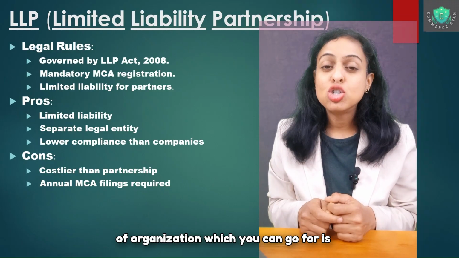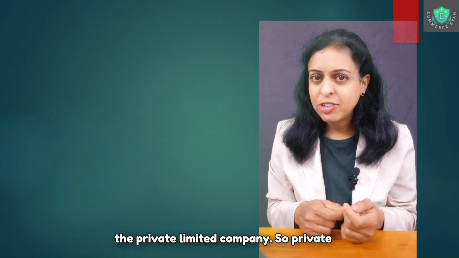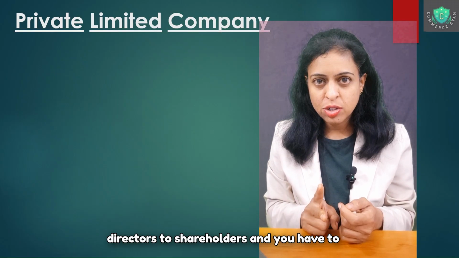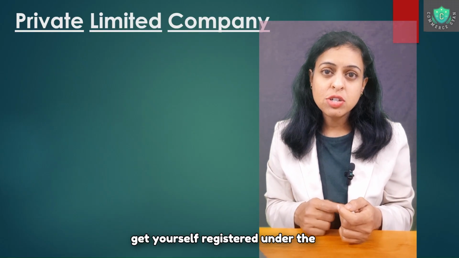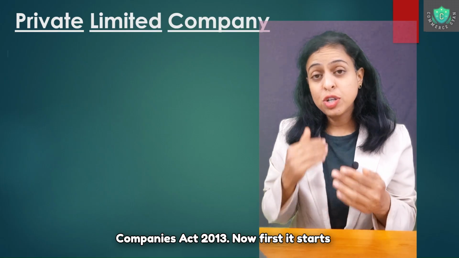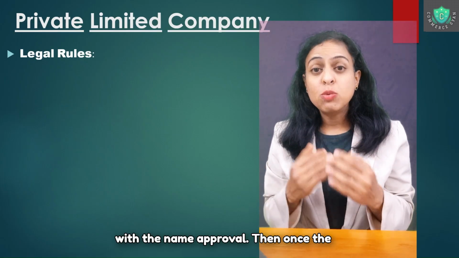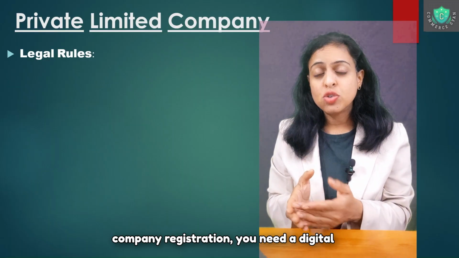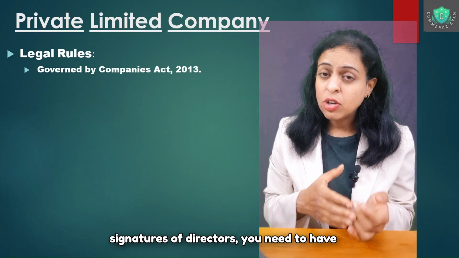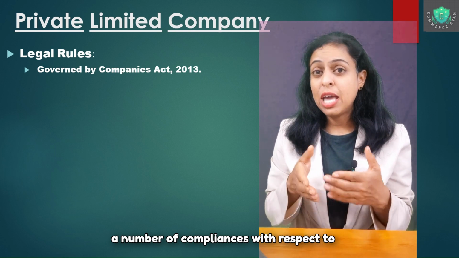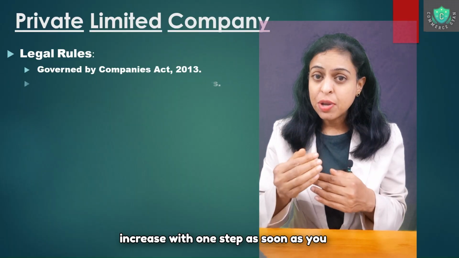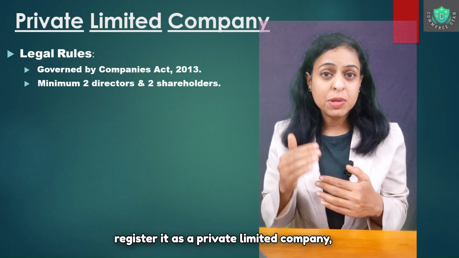Next form of organization which you can go for is the private limited company. So private limited company normally requires 2 directors, 2 shareholders, and you have to get yourself registered under the Companies Act 2013. Now first it starts with a name approval. Then once the name is approved, you can go for the company registration. You need digital signatures of directors. You need to have a number of compliances with respect to the MCA portals.